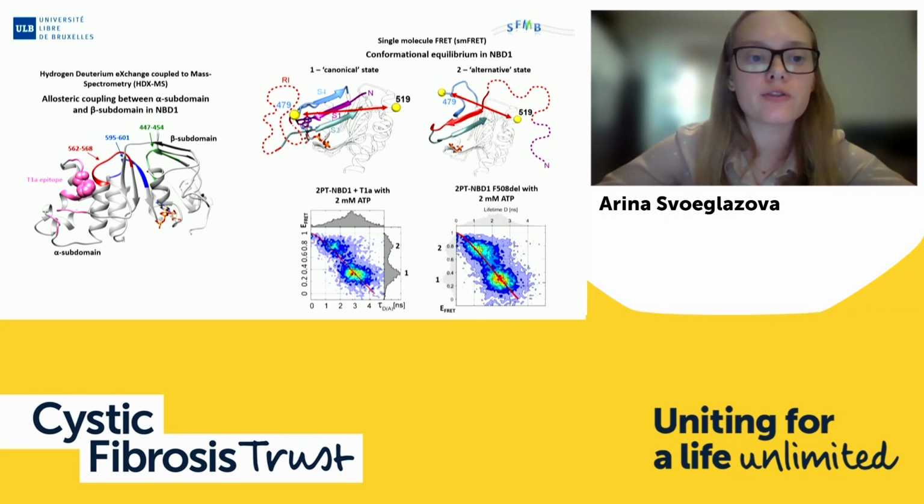So by means of hydrogen deuterium exchange experiments, we showed that some elements in NBD1 were affected upon binding of T1A to it in a similar way as ones which were affected by F508del deletion mutation. And probably these elements can be a part of the complicated allosteric mechanism which is needed for proper function of the domain.